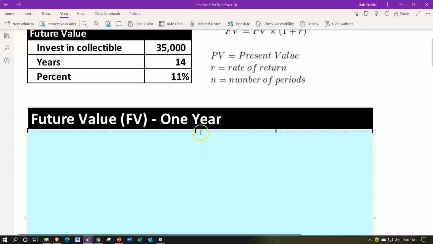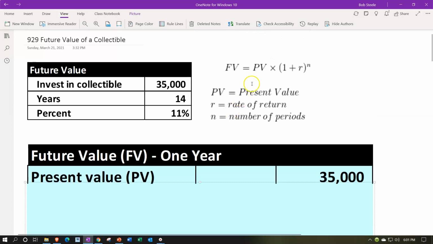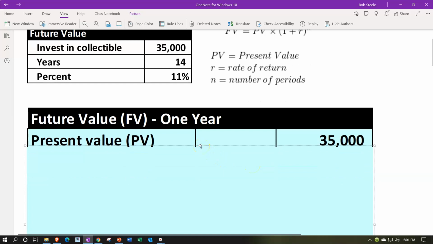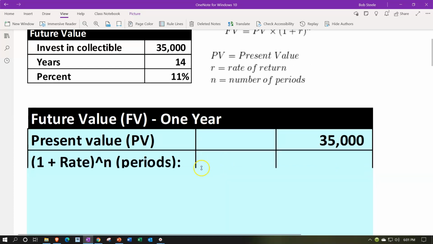We're going to break that out into like a table type of format. And so I'm going to take the present value times the 1 plus R to the N in the outer column, the 1 plus R to the N then calculated in the inner column. There's the $35,000 for the present value. Now we're going to calculate the 1 plus the R to the caret N.